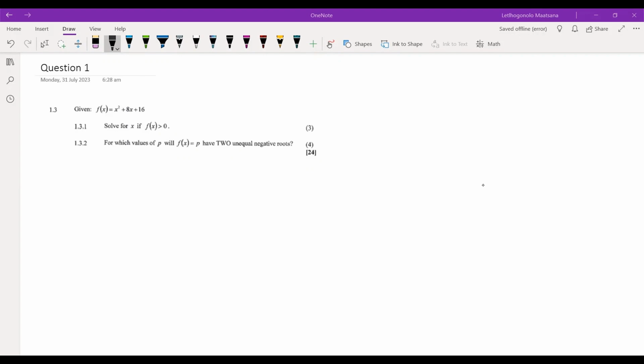So in your answer sheet, you have 4 ways of doing it. I'm going to go through 2 ways of doing it. We're going to do it graphically and we're going to do it algebraically. So let's think about it graphically.